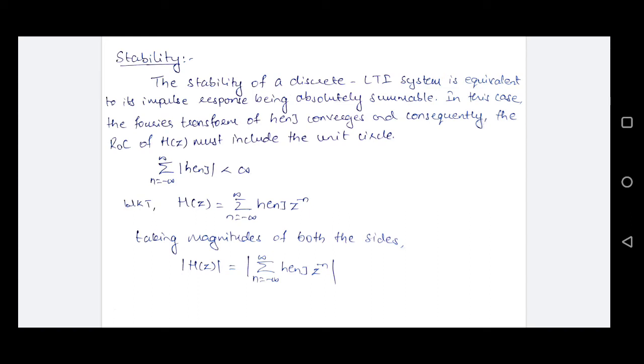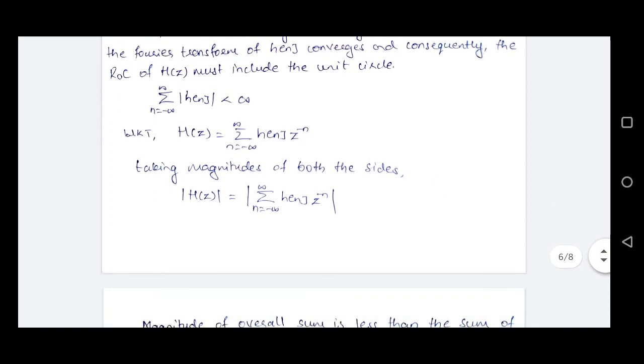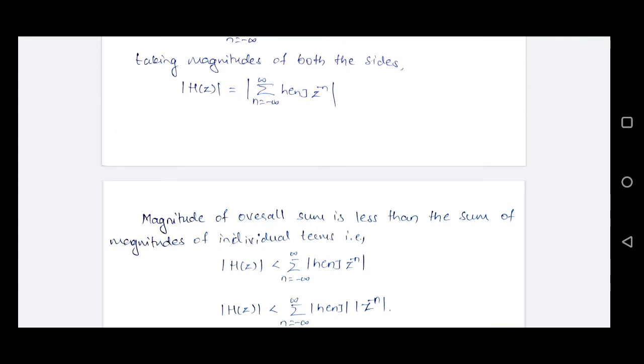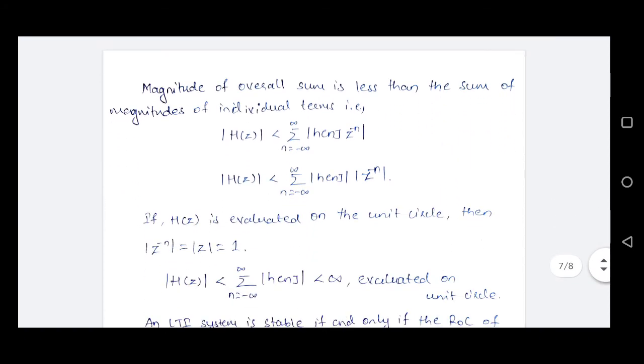Therefore, absolute summability is defined as the summation from n equals minus infinity to plus infinity of mod of h of n, which should be less than infinity. And we know that the system function is defined as H of z equals the summation from n equals minus infinity to plus infinity of h of n z to the power minus n. Now, taking magnitude on both sides, we know that the magnitude of the overall sum will be less than the sum of the magnitudes of individual terms. Therefore, instead of the equality sign, we'll use less than. Mod of H of z, or magnitude of H of z, will be less than the summation from n equals minus infinity to plus infinity of the magnitude of h of n z to the power minus n.